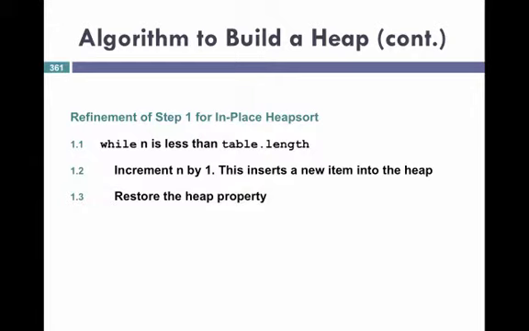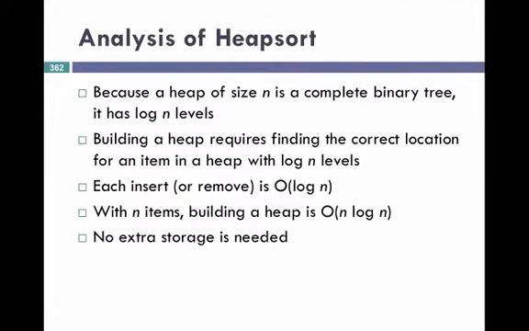So here's a refinement of step 1. We say that while n is less than the table length, we increment n by 1, and this inserts a new item into the heap. Then we can restore the heap property. Now, because a heap of size n is a complete binary tree, it has log n levels, and building the heap requires finding the correct location for an item in a heap with log n levels. So each insert or remove is order log n. And with n items, building a heap is order n log n, and there's no extra storage space needed.